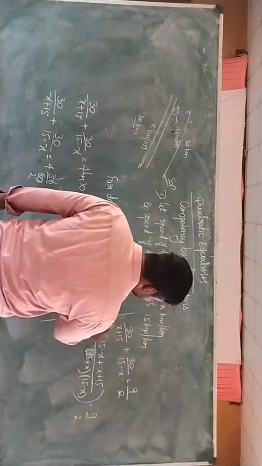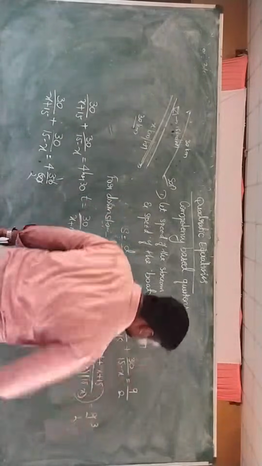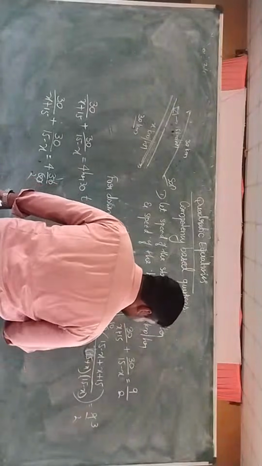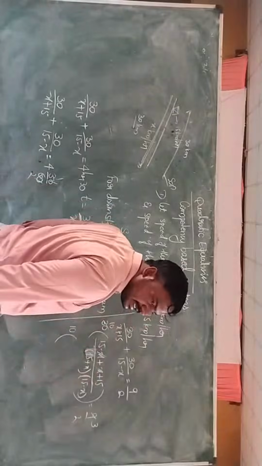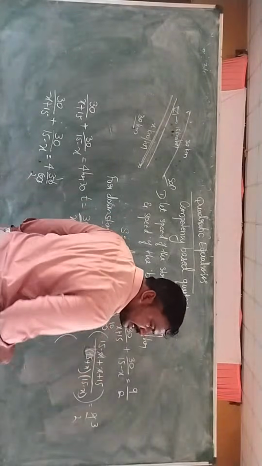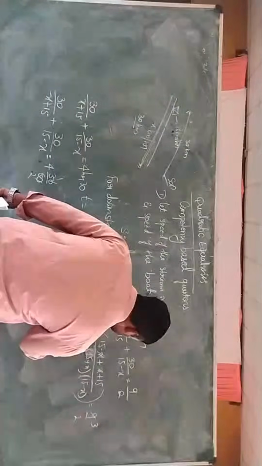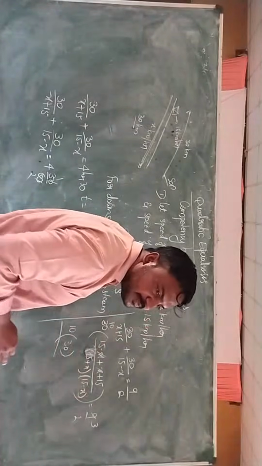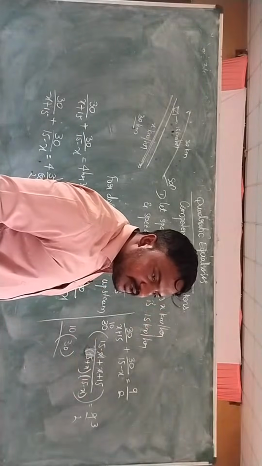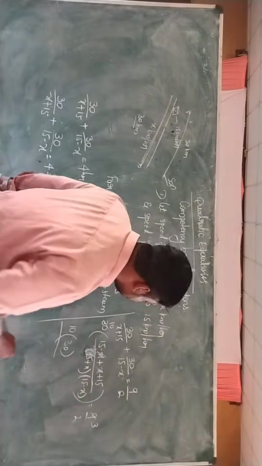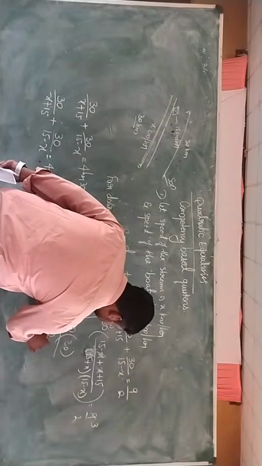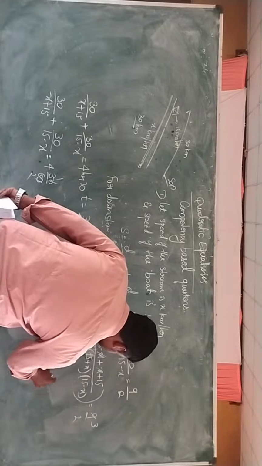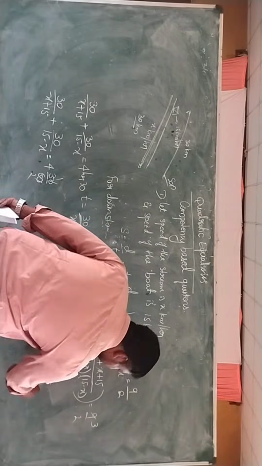Then remaining 10 plus x minus x is 15 plus 15, 30 divided by x. Using a plus b into a minus b is a square minus b square: 15 square is 225, so 225 minus x square is equal to 3 upon 2.